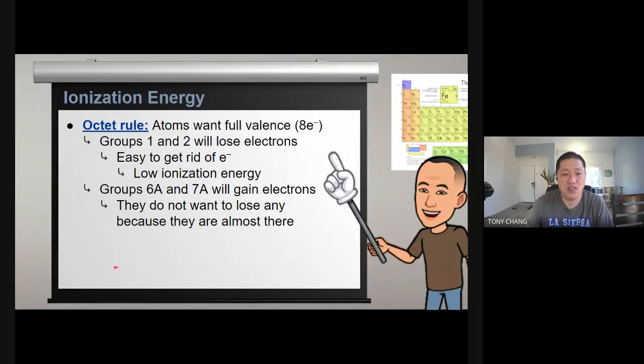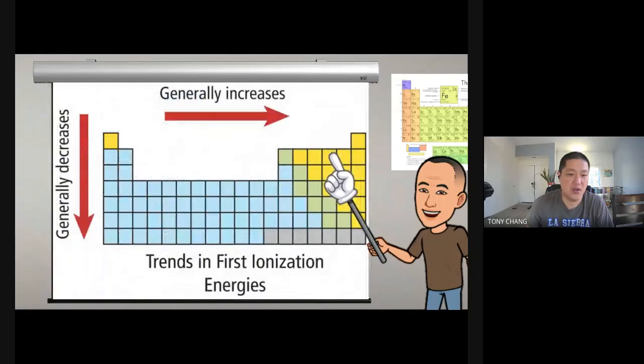They do not want to lose any because they're almost there. So the ionization energy is going to be a lot higher. Okay, they don't want to lose any electrons. And high ionization energy. Okay, so here is the trend for the ionization energy. Generally increases as you move from left to right, and generally decreases as it goes from top to bottom. Okay, ionization energy increases as you go from left to right.